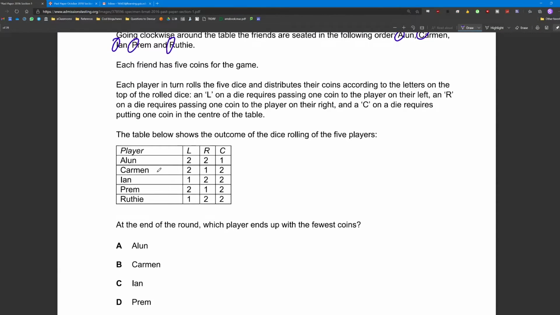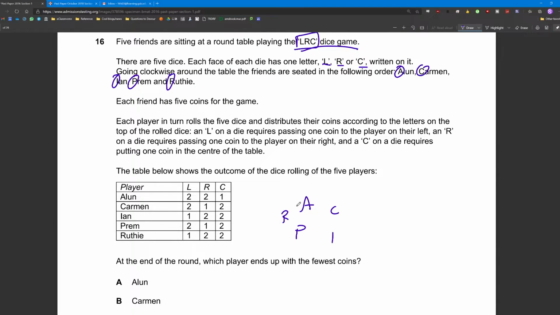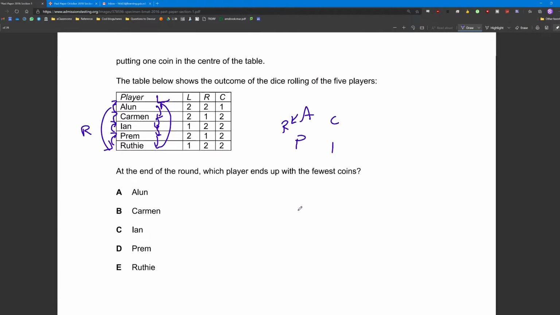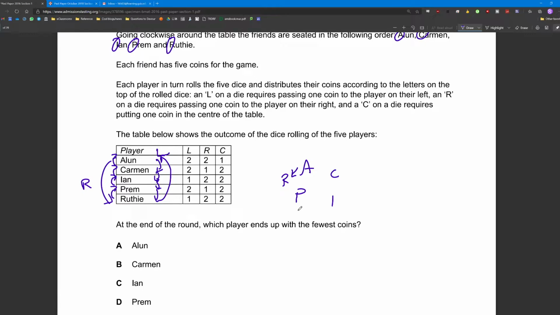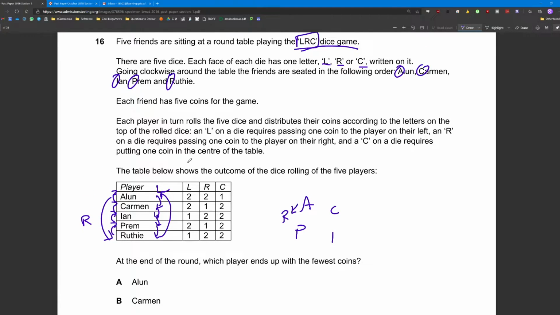They're going clockwise. It's this A, C, I, P, R. So to go to the right, to their right. So to A's right is R. To the right, to the right, to the right, to the right, to the right, and then to the left, to the left, to the left, to the left, to the left. At the end of the round, which player ends up with the fewest coins? Each friend has 5 coins.